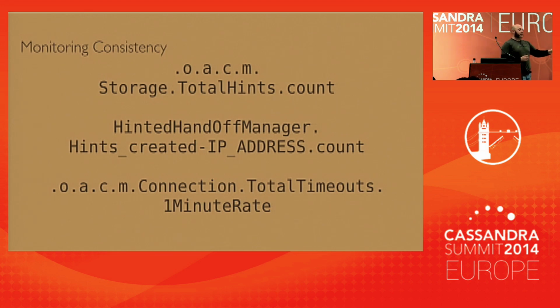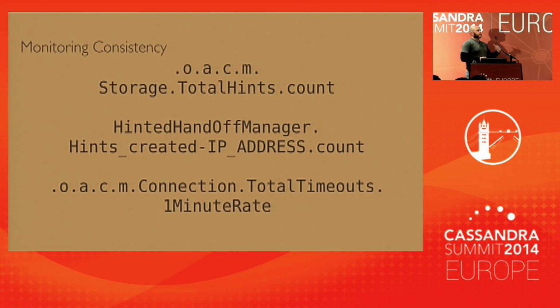I can tell you how many hints we've stored. OACM storage total hints. Hints are stored when we either didn't send the write out, or we sent the write to a replica and it didn't come back in time. We can look at how many hints we've stored on a per replica basis, that second one. So if we had graphing that, we might see that one node's getting lots of hints stored against it, none of the others are, so something's wrong with that one.